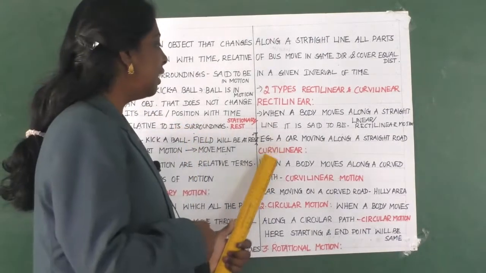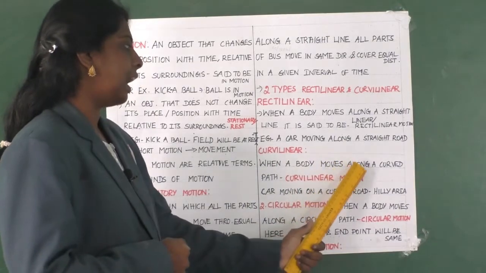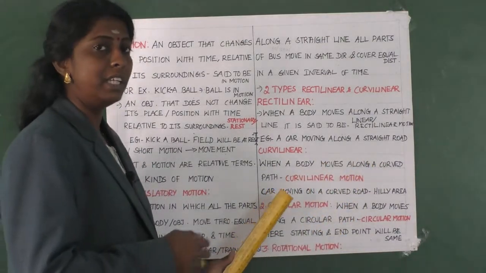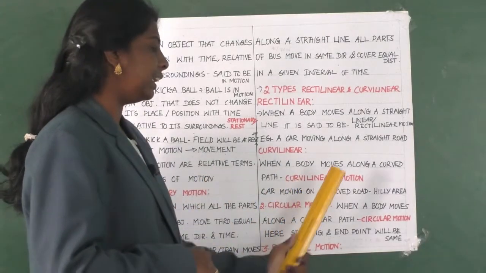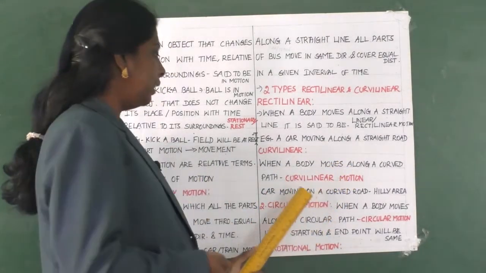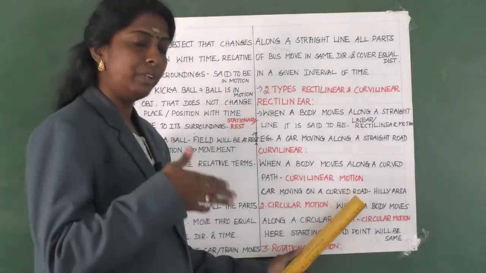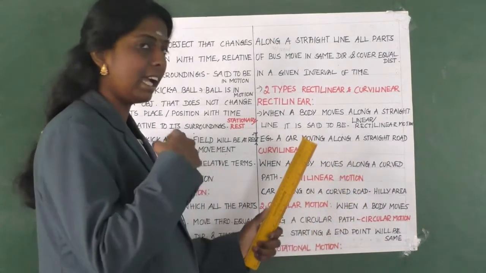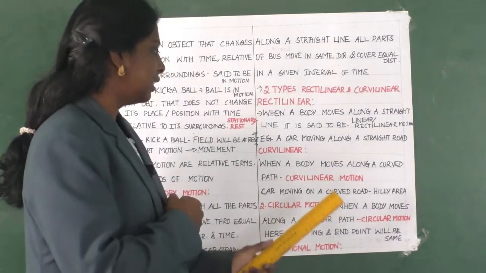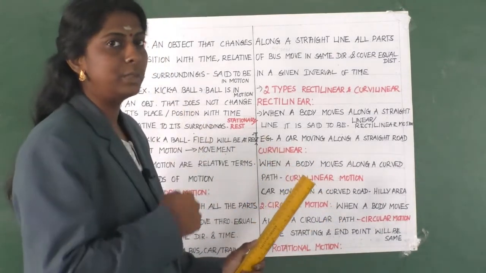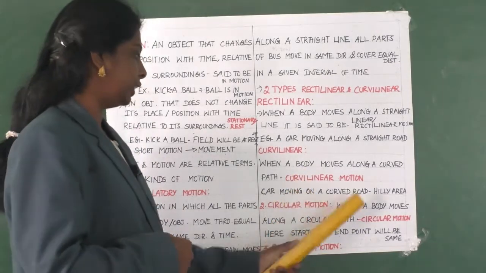The second type is curvilinear. What is curvilinear? When a body moves along a curved path, it is said to be curvilinear motion. For example, a car moving on a curved road. When a car is moving on a curved road or in hilly areas, you might get those hairpin bends and all. Is it not? Yes. So that type of movement is said to be curvilinear motion.